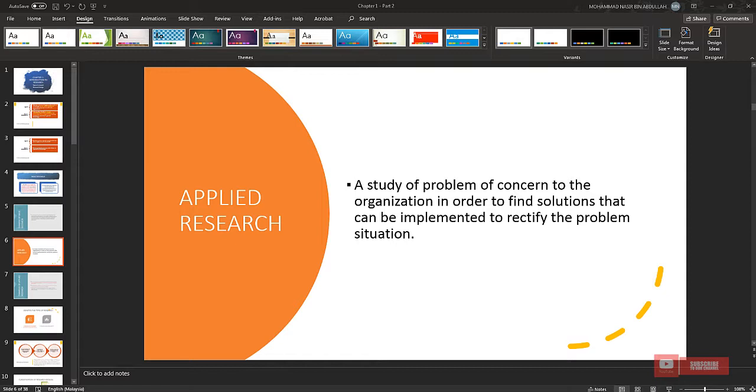It is typically a follow-up research design that further investigates the findings of pure, basic, or fundamental research, in order to validate these findings and apply them to create innovative solutions. Basically, there are three types of applied research: evaluation research, research and development, and action research. First is evaluation research, second is research and development, and third is action research.